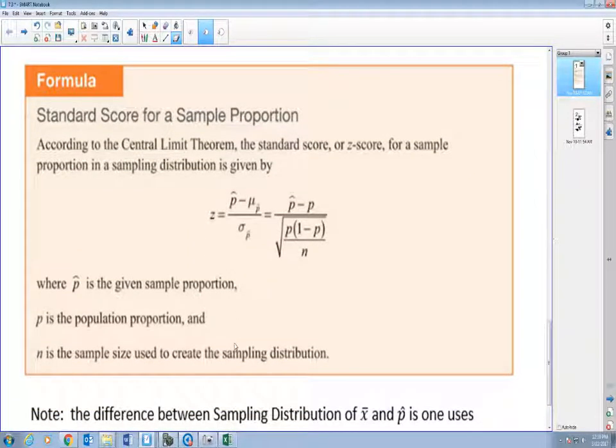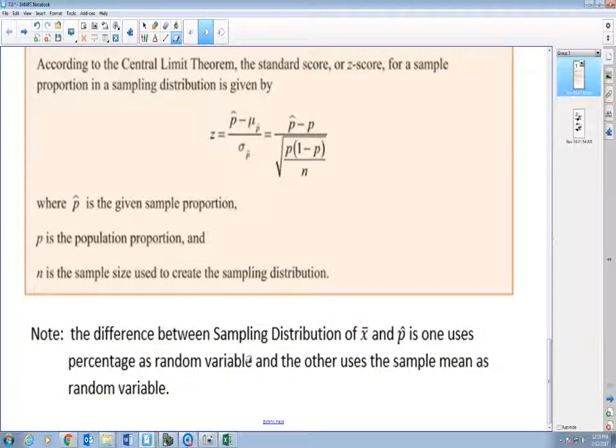Real quick, the difference between taking the sampling distribution of x bar versus p-hat is that one of them uses the mean, the other uses percentage or proportion. So the sampling distribution of p-hat is just like the sampling distribution of x bar. Rather than talk about the mean, here we talk about percentage.